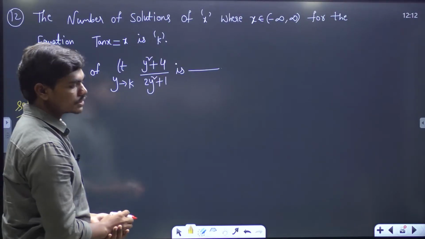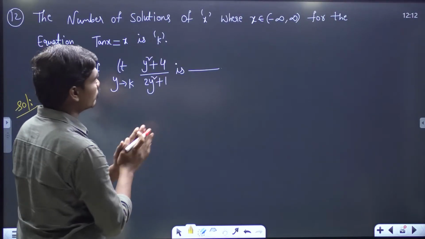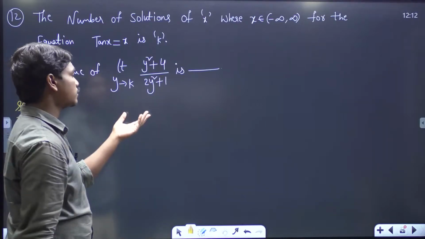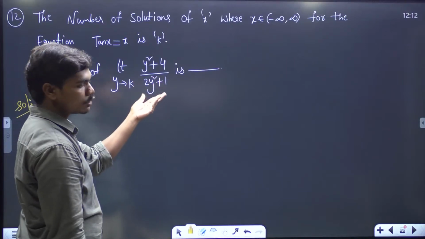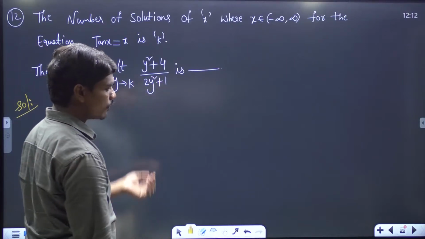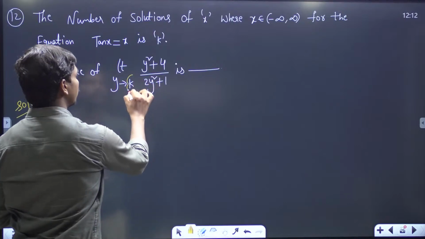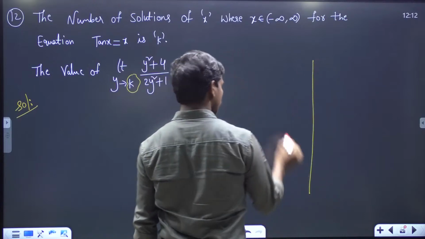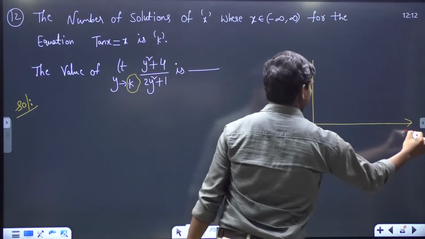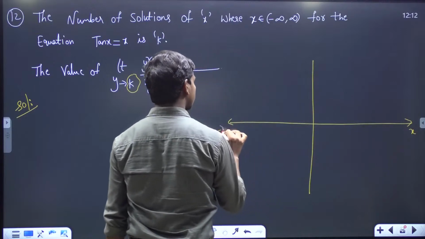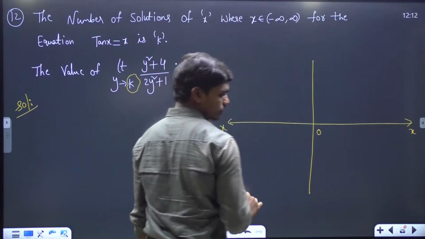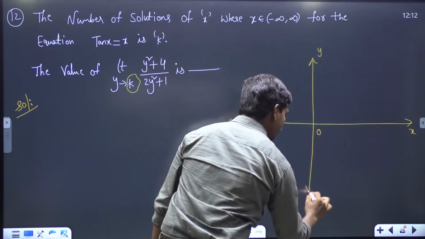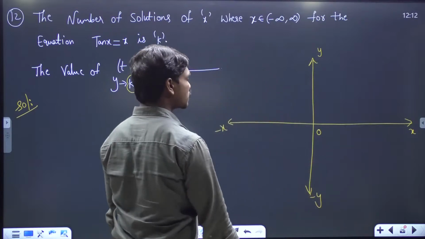The number of solutions of x, where x belongs to minus infinity to infinity, for the equation tan x is equal to x is k. Then the value of this limit, y tends to k, of (y square plus 4) divided by (2y square plus 1). So first of all, to calculate this limit, we should know what this k is. If you try to plot, see carefully, with the x and y axes, correct? Now let us plot the tan x graph first.